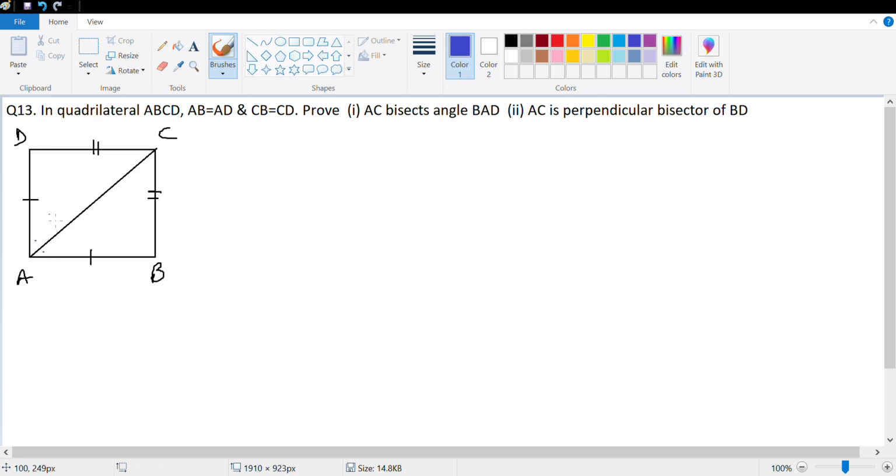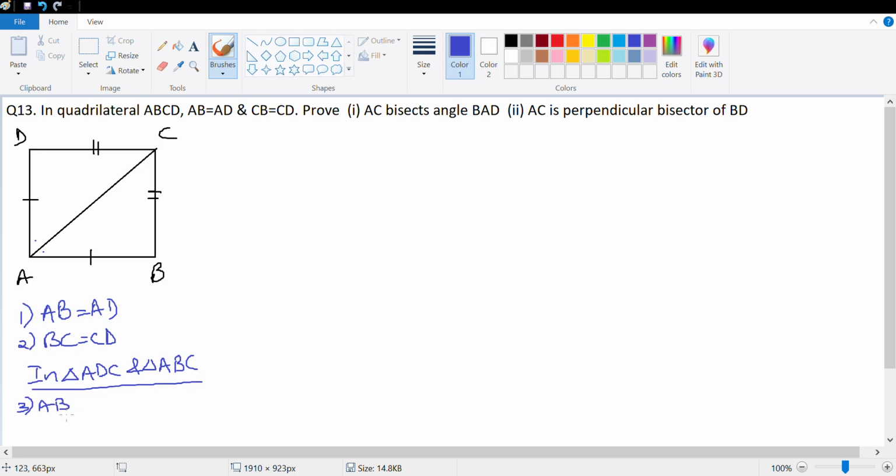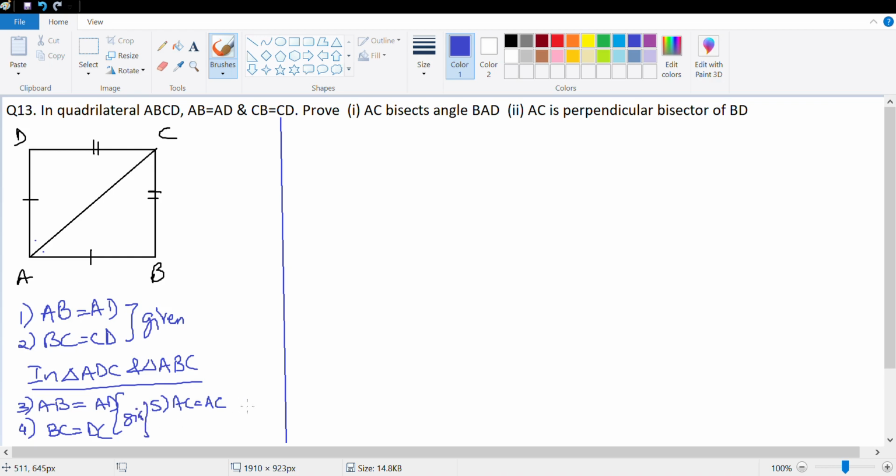Let's try and prove these two triangles congruent, ADC and BAC. Before that, let's just write what we know. Number 1, AB is equal to AD. Number 2, BC is equal to CD. So in triangle ADC and triangle ABC, what all do I know? Number 3, AB is equal to AD. Number 4, BC is equal to DC. And number 5, AC is equal to AC. Now this is common side. This is given, this is given, and this is common.